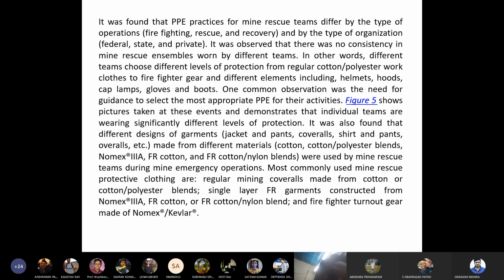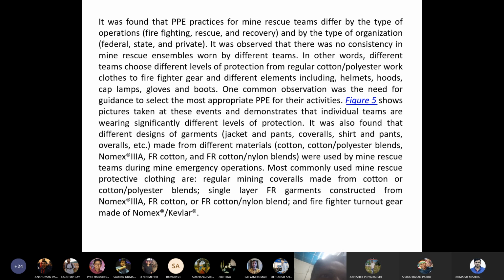So what type of work are the rescue team members doing? Whether they are fighting the fire, or doing the rescue operation inside the mine, or carrying out the recovery work inside the mine. And by the type of organization, whether it is a federal organization or a state organization or a private organization. So it was observed that there is no consistency in mine rescue equipment worn by different teams.